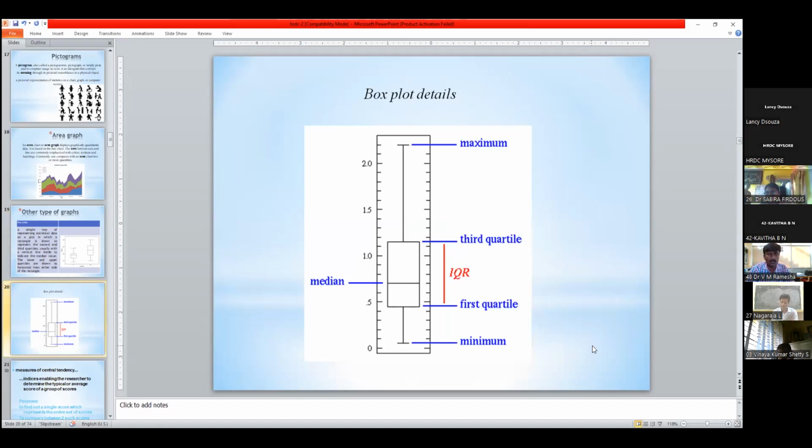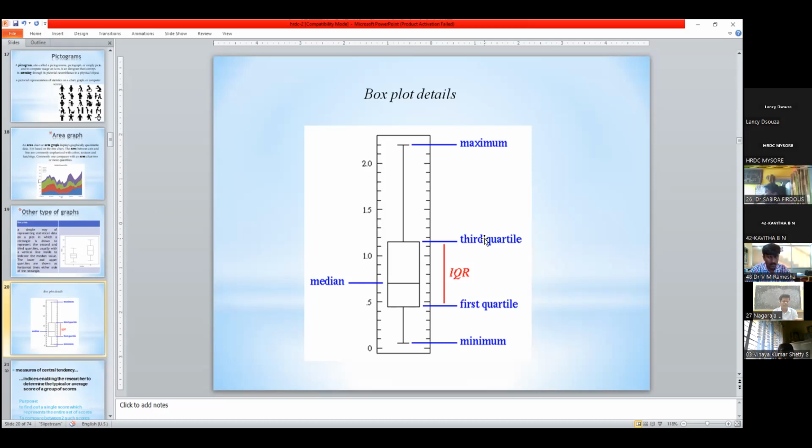Now see, this is what exactly a box plot says. You have a rectangle, and a line is drawn up with the cut and drawn down, and the lowermost value is called the minimum value in the data set, and the topmost value is called the maximum. In between you have two boxes, that's the first quartile and third quartile, nothing but the 25th and 75th percentile.